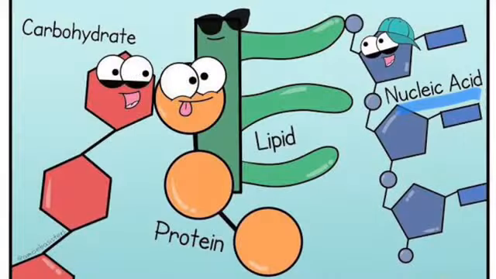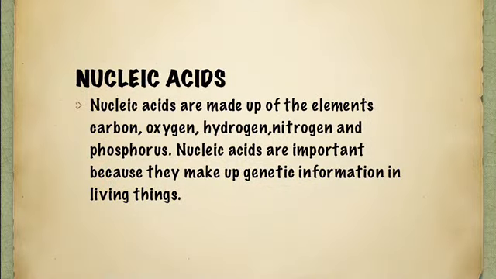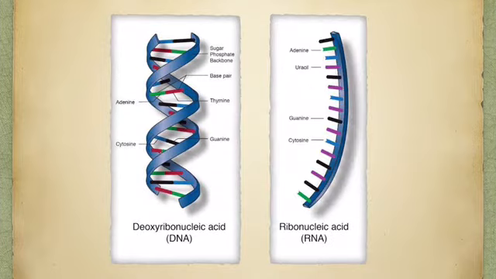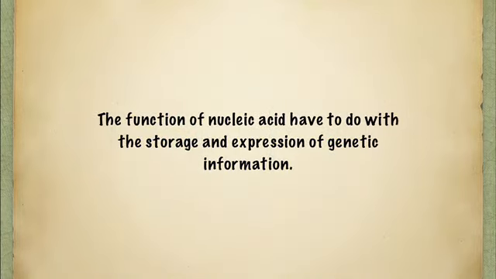Last type of biomolecule is nucleic acid. Nucleic acids are made up of the elements carbon, oxygen, hydrogen, nitrogen, and phosphorus. Nucleic acids are important because they make up genetic information in living things. There are two types of nucleic acid: DNA or deoxyribonucleic acid, which encodes information the cell needs to make proteins, and RNA or ribonucleic acid, which comes in different molecular forms that participate in protein synthesis. The function of nucleic acid has to do with the storage and expression of genetic information.